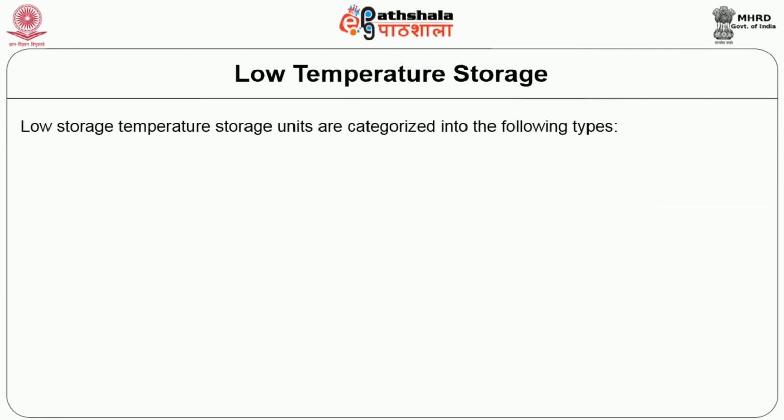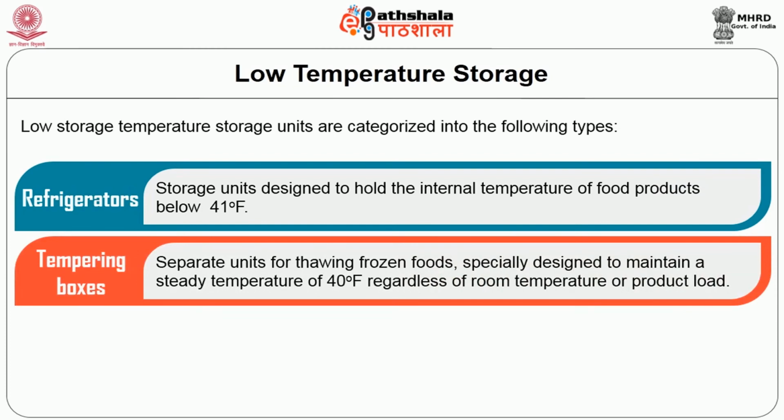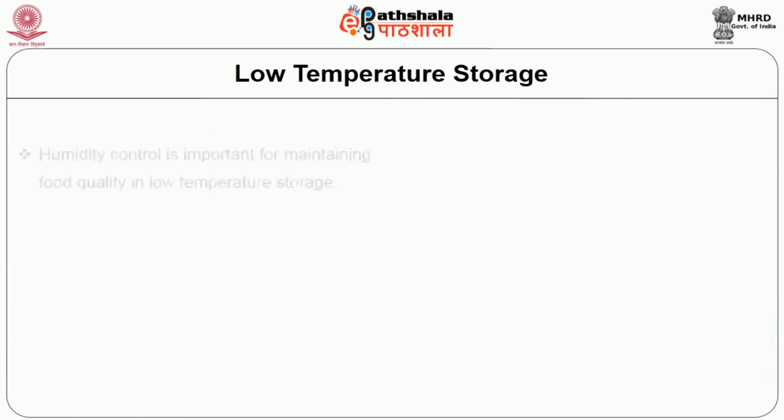Low temperature storage can be categorized into refrigerators, tempering boxes, and storage freezers. Refrigerators are storage units designed to hold the internal temperature of food products below 41 degrees Fahrenheit. Tempering boxes are separate units for thawing frozen foods, specially designed to maintain a steady temperature of 40 degrees Fahrenheit regardless of room temperature or product load, and storage freezers are low temperature units for frozen foods that maintain a constant temperature in the range of 10 to 0 degrees Fahrenheit.